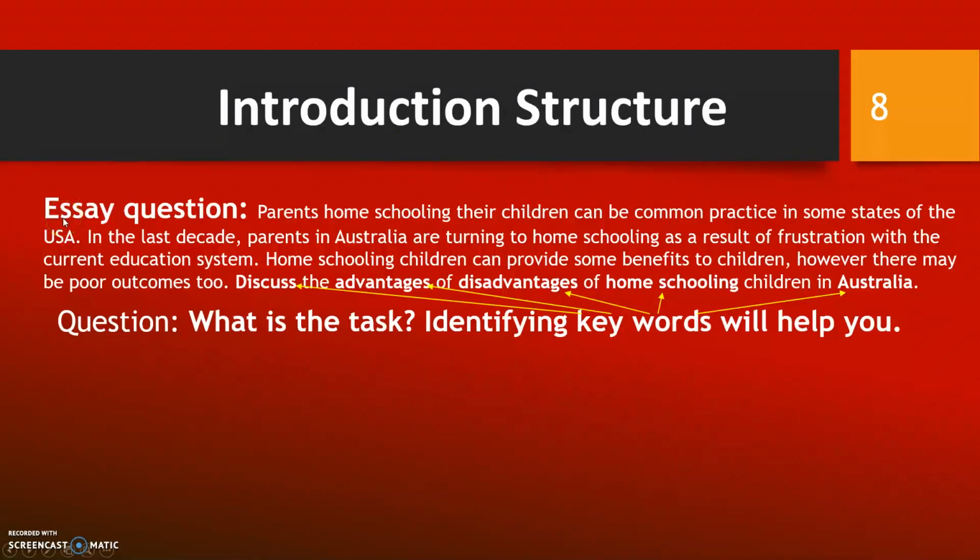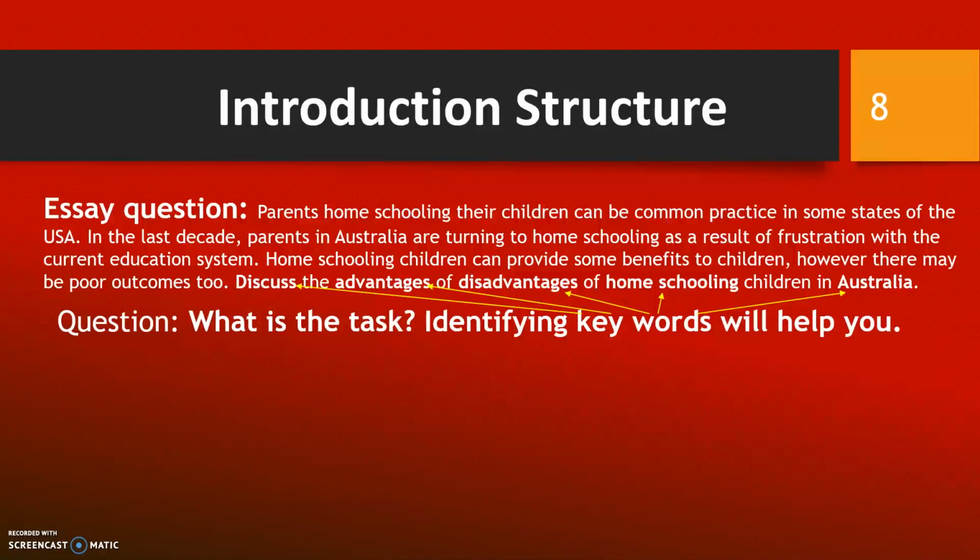So this is our essay question. Alright, let's read it. Parents homeschooling their children can be common practice in some states of the USA. In the last decade, parents in Australia are turning to homeschooling as a result of frustration with the current education system. Homeschooling can provide some benefits to children, however, there may be poor outcomes too. Discuss the advantages and disadvantages of homeschooling children in Australia.